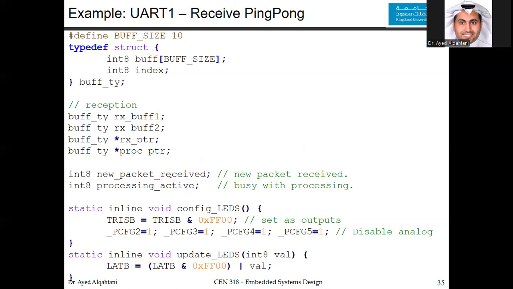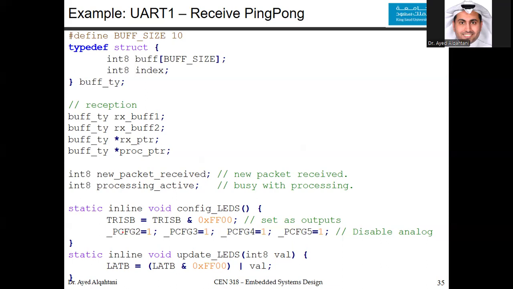You also define a semaphore called the new packet received. Once it is activated, it means that you already received a packet and you need to process it. Here, just in case you are busy with processing, this is a flag for that, processing active. So you don't want to have a lot of reception while you are still slow in processing and still active. This will cause troubles for you, and this flag will be helpful to you. We will see how to use it.